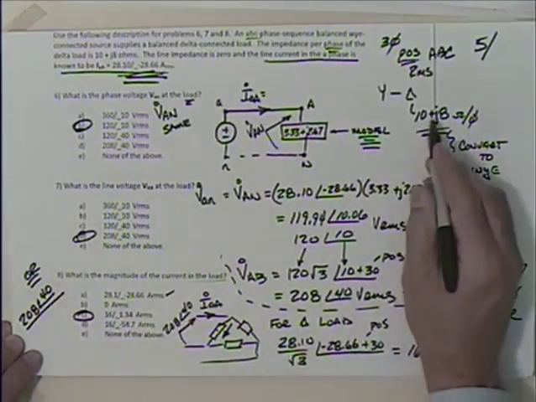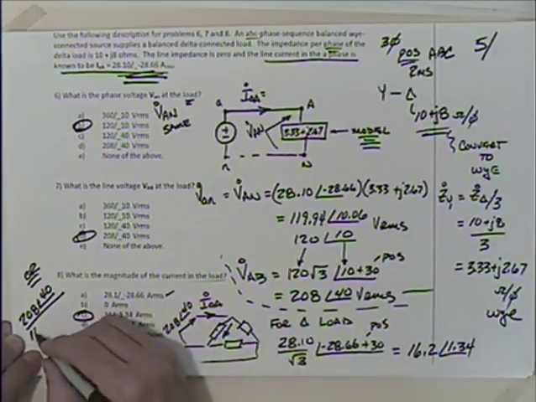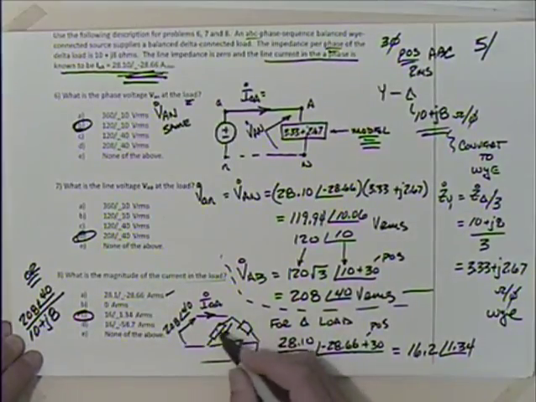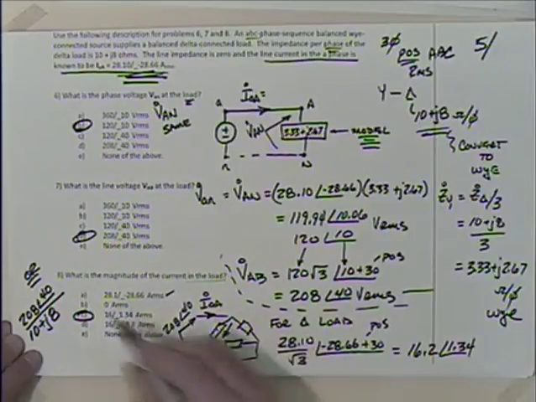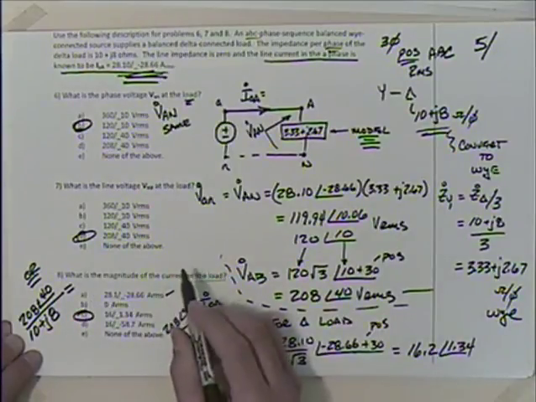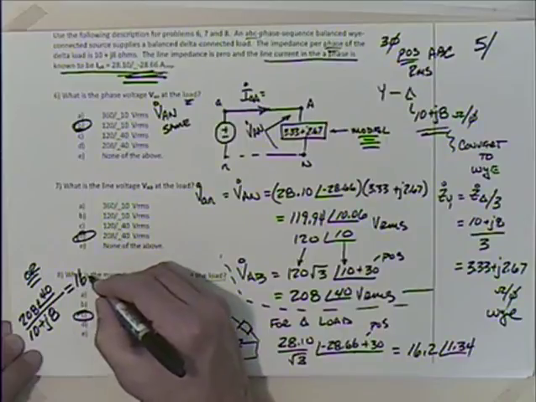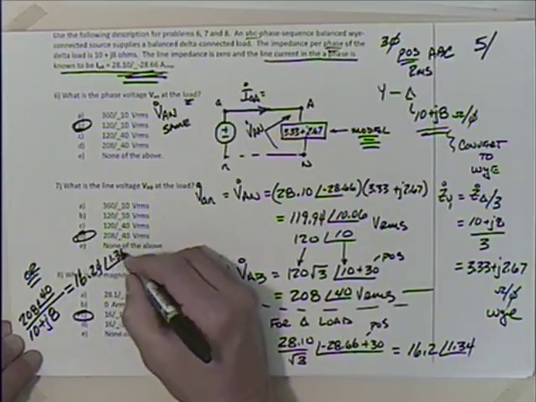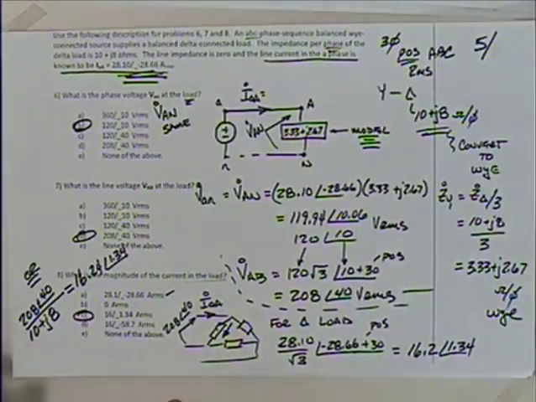And then if I divide by this 10 plus j8, because I've got the line-to-line voltage there, and then I have this impedance that's right there. When you go through that, you get 16.24 at an angle of 1.34. Okay, so I like that a little better. That makes me a little more comfortable.